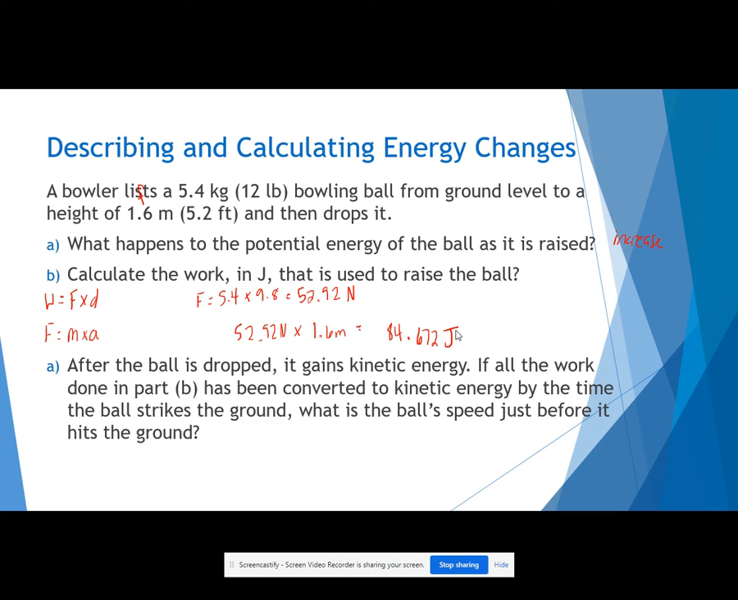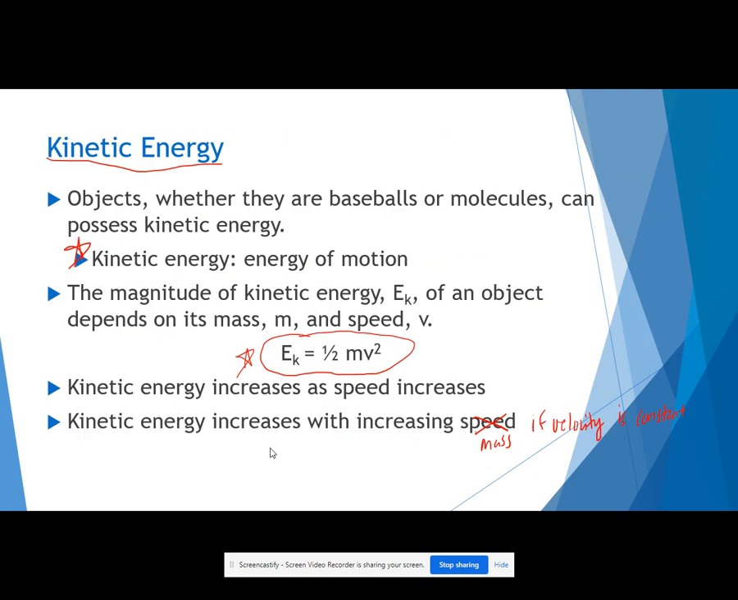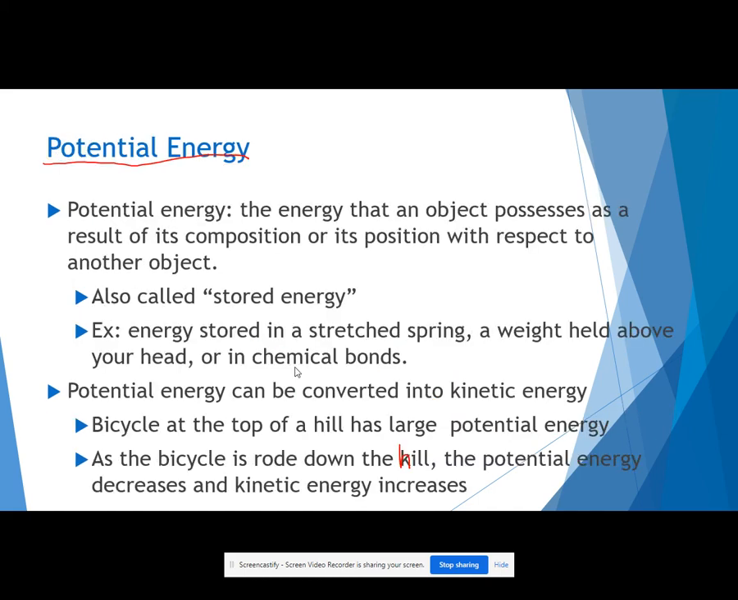Then we get our last question. After the ball is dropped, it gains kinetic energy. If all the work done in part B can be converted to kinetic energy by the time it strikes the ground, what is the ball's speed just before it hits the ground? So here we're going to have to go back, and if you look at your notes, this equation, because we have kinetic energy. So all that potential gets converted to kinetic. So that's 1/2 mass times velocity squared.